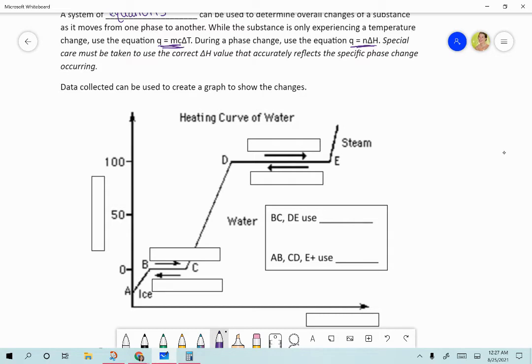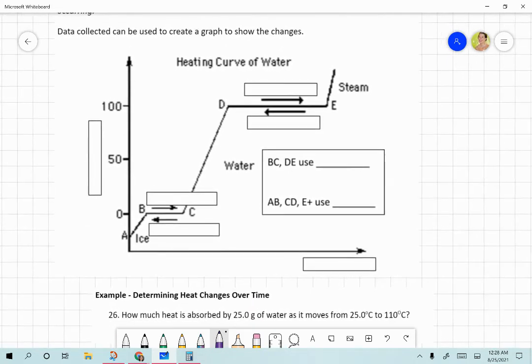So we're going to use Q equals MC delta T during a temperature change. Okay, delta T, temperature change. So during a phase change, we're going to use Q equals N delta H because my temperature is not changing. It's just my enthalpy that's changing. You need to pay special attention because this delta H value is going to vary based on what specific phase change is occurring. So let's fill in some information on this heating curve.